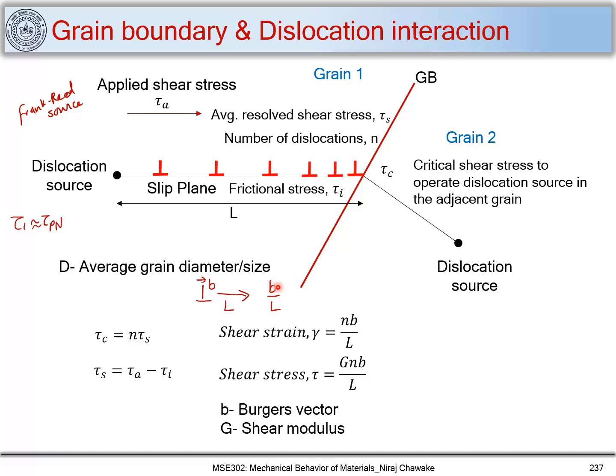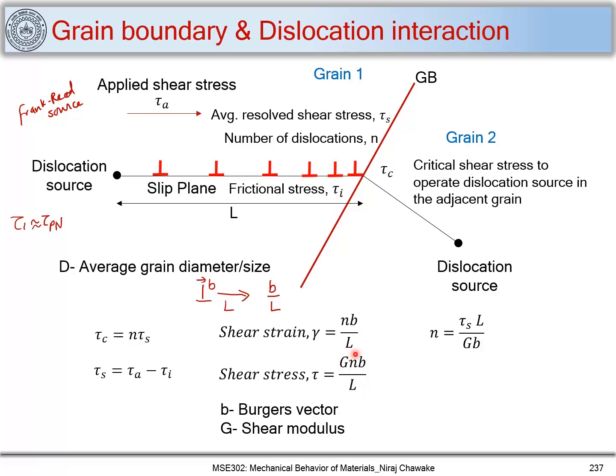So let's consider each having the Burgers vector b, and thus by one dislocation, if I move one dislocation from this point towards the grain boundary, there will be a strain which will be developed and that will be given as b upon L. And if there are n such dislocations, that will be nb upon L. Now simply you can find out a shear stress by multiplying the shear strain by the shear modulus G, and that is what you will get as the shear stress here. Tau is equal to G n b upon L.